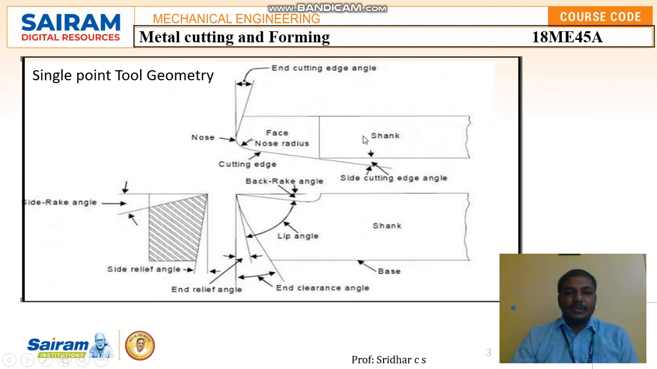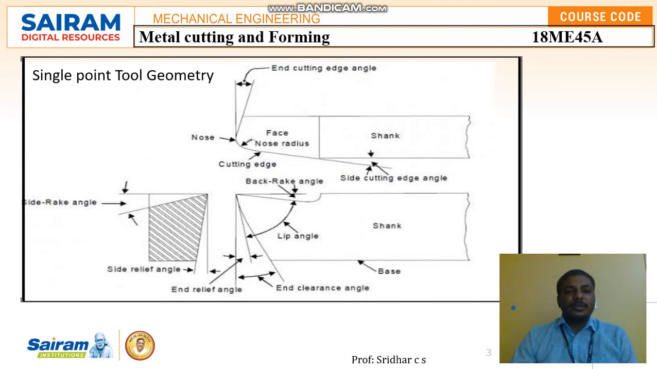First, you can see this is what we call the shank. The shank is held by the tool post rigidly in order to reduce vibrations and to give a good surface finish to the workpiece. You can see the nose, the face, the nose radius. This portion is what we call the nose, or the cutting edge.